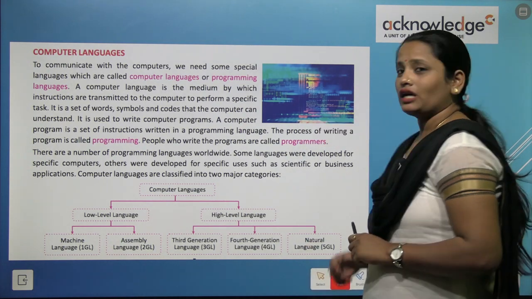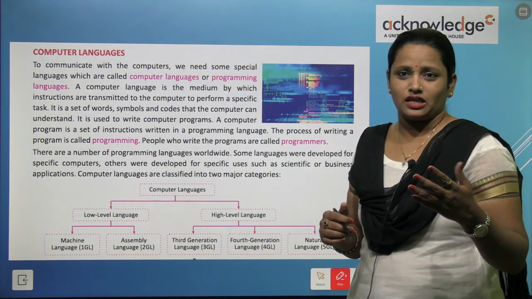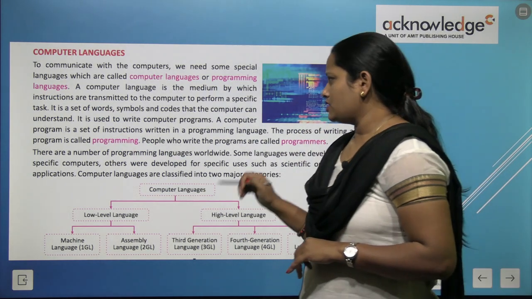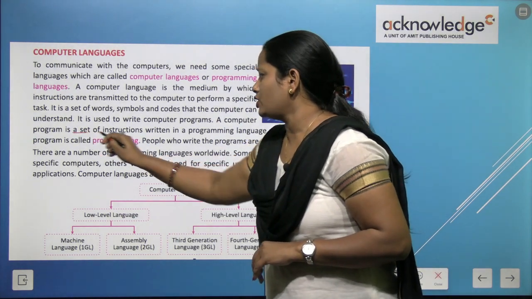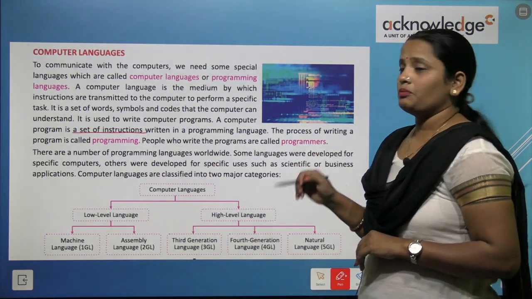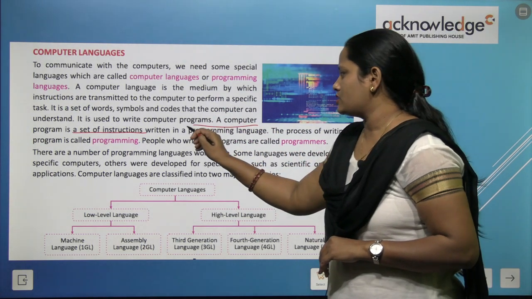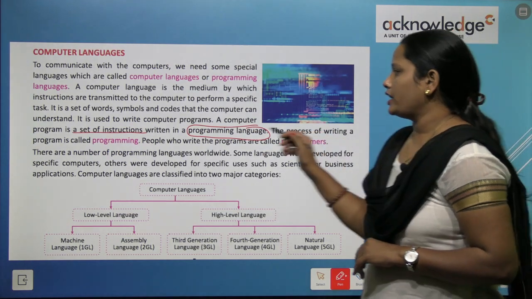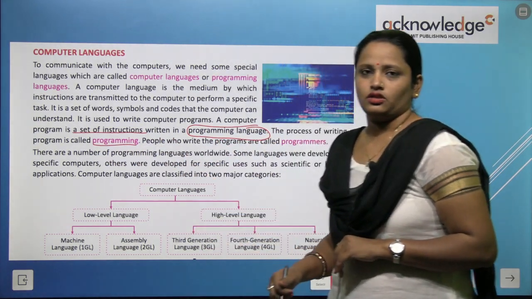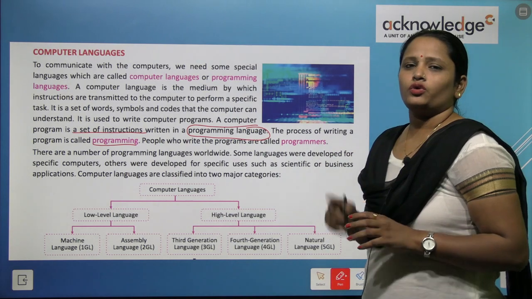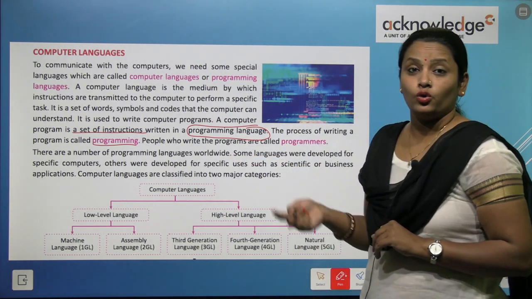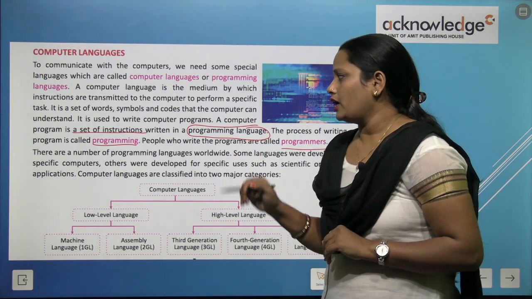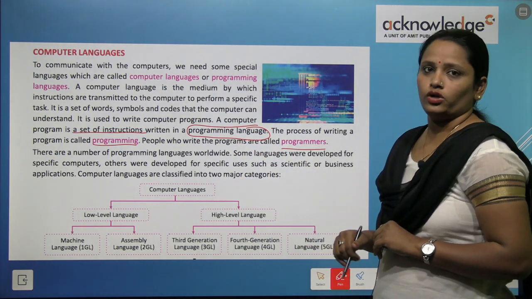So the computer cannot understand our language, what we are speaking. We speak Hindi or English, and it cannot understand that language. For that, there is a set of instructions written in a programming language, which is understood by the computer. The process of writing a program is called programming. So the process that we follow to write a program is programming, and the people who write these programs are called programmers.